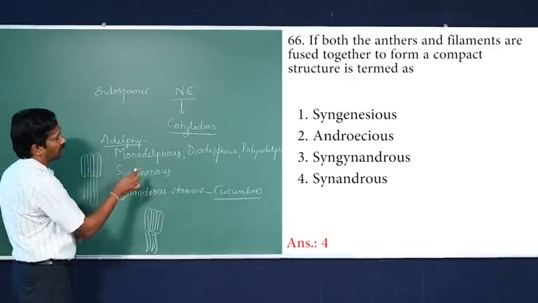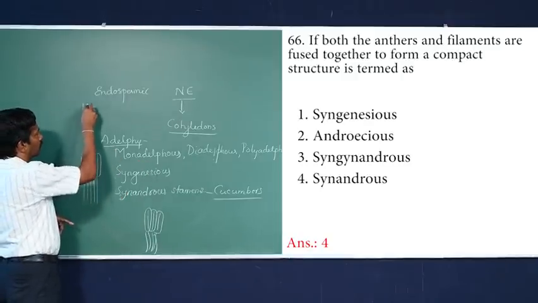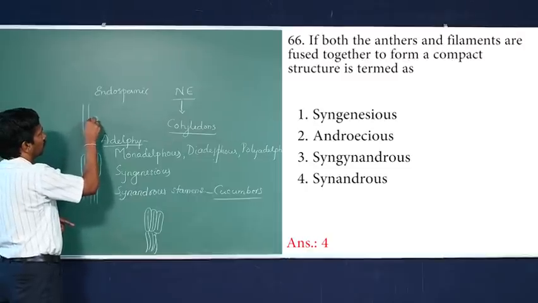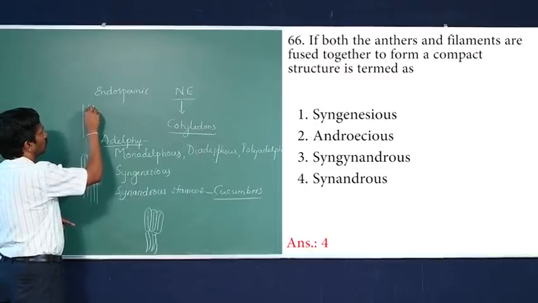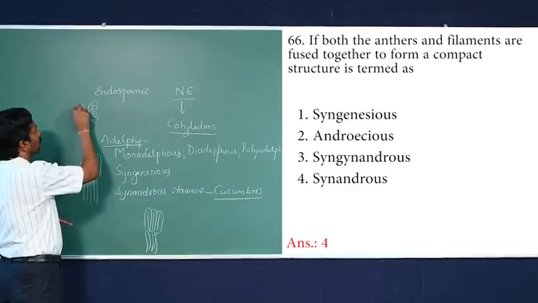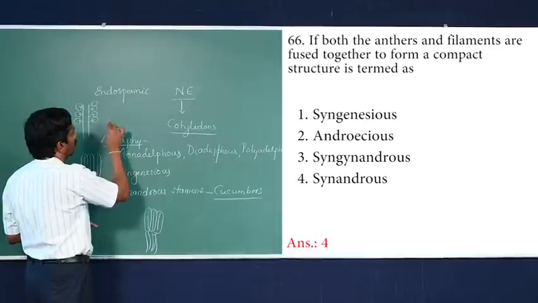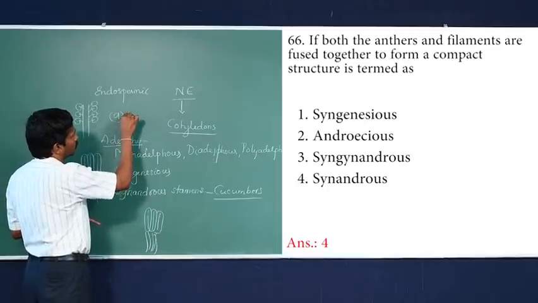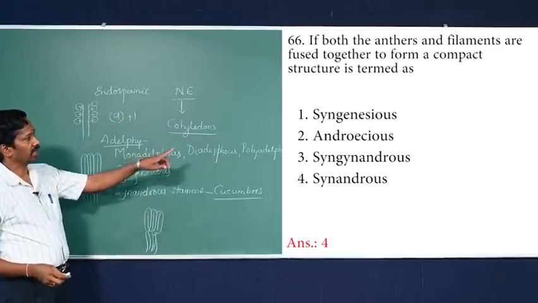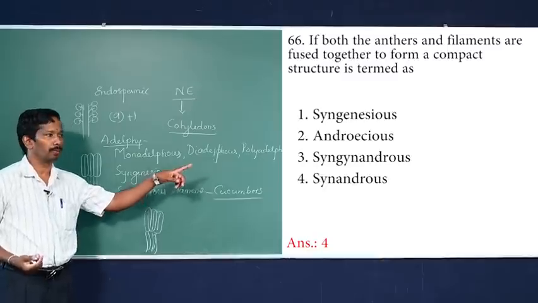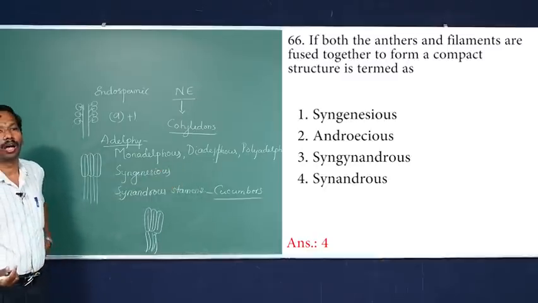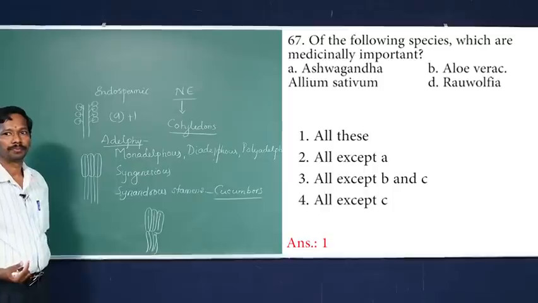Adelphi, monadelphous in the case of hibiscus, forming one bundle, where filaments are united, anthers are free, monadelphous. In case of pea plants, 9 plus 1 diadelphous stamen, and in the case of citrus, many bundles are forming a polyadelphous stamen. So answer should be the fourth one.